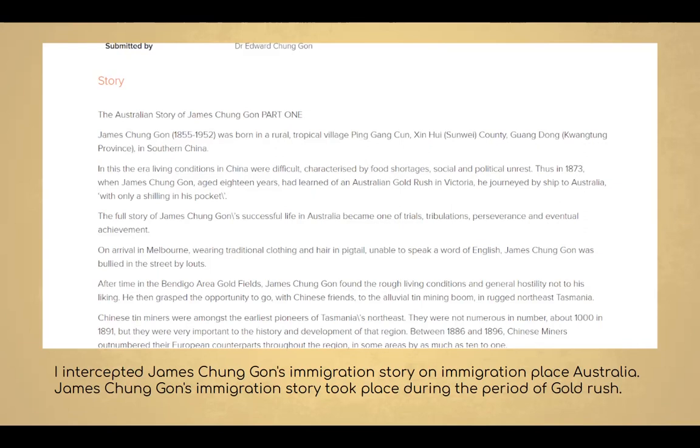So he and his friend went to the alluvial tin mining boom in northeast Tasmania. Chinese tin miners were one of the earliest pioneers in northeast Tasmania. During the tin mining boom, Jim and his friend leased 100 acres of land at Source Mill, Cameron. They later sold it to the Colossal Tin Mining Syndicate of Melbourne and profited from it.